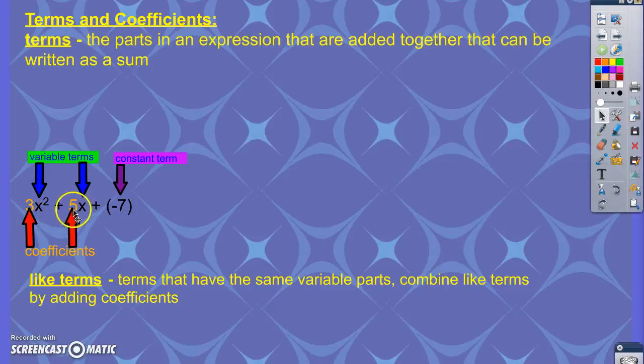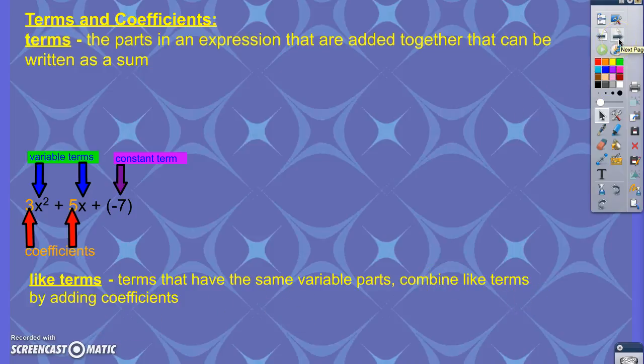The 3 and the 5 are coefficients. They are numbers in the front. Then the variable terms are the variables like x. So x squared, x, if you had x cubed, y cubed, z cubed, z to the 10th, they're your variable terms. Constant is the number without a variable. So -7 would be my constant term. Like terms, terms that have the same variable parts, combine like terms by adding coefficients.